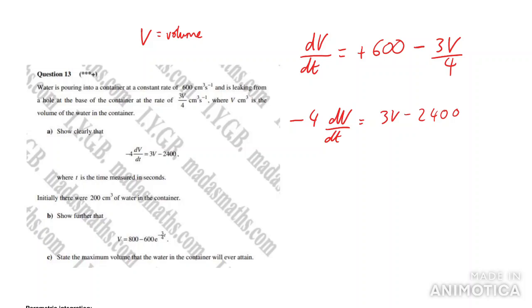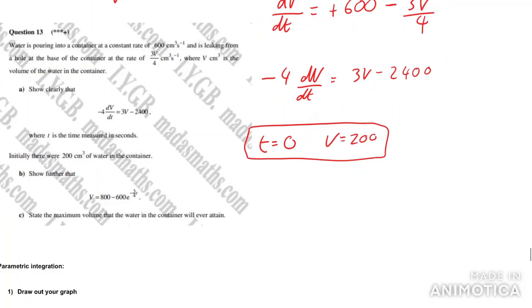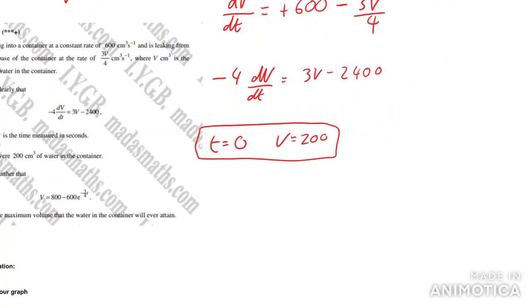Initially, there were 200 centimeters cubed of water in the container. So what's that? That's an initial condition. So at t equals 0, V equals 200. We use that at the end. Now we want to find an expression for V. So all we need to do is rearrange this to get all the V's on one side and everything else on the other. I'm actually going to divide through by 3 first, because I think that would be easier. So minus 4 over 3 dV/dt equals V minus 800, just because it would be slightly simpler to work with.